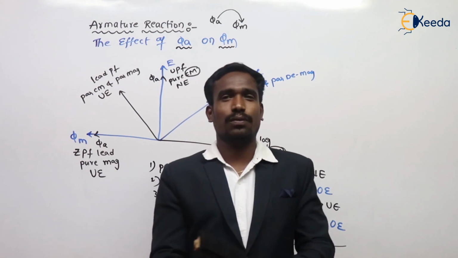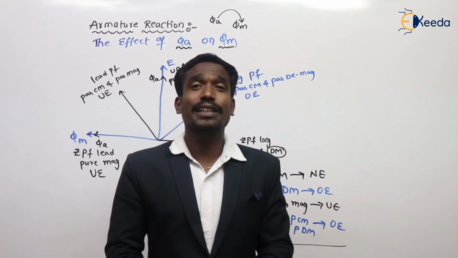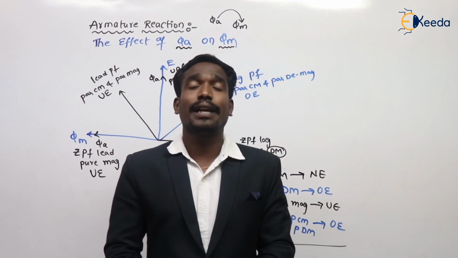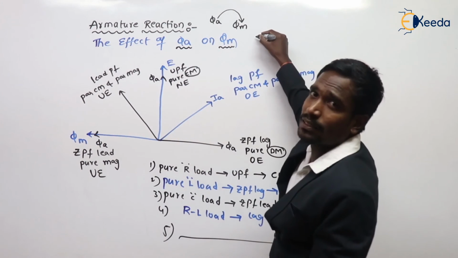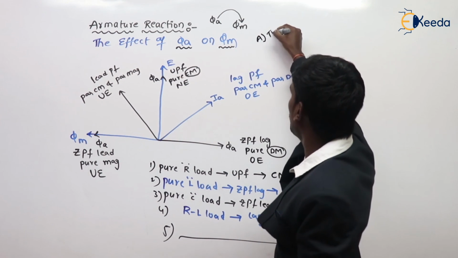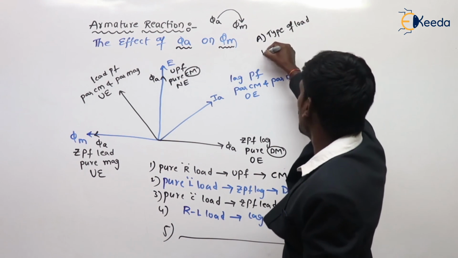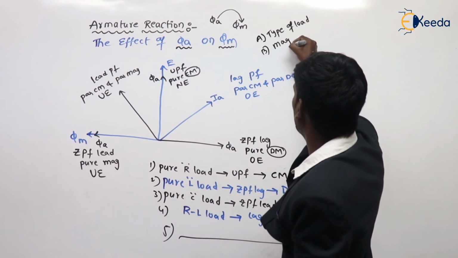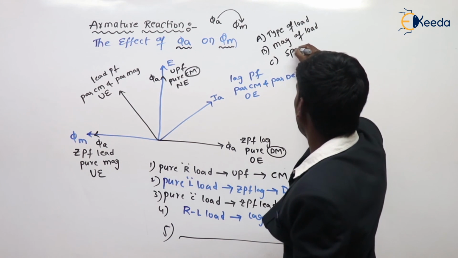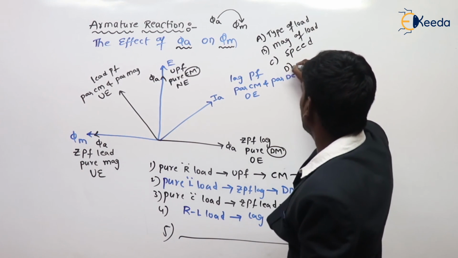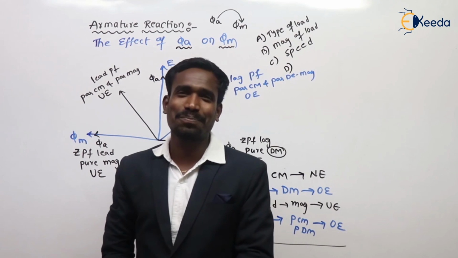I will ask you one question. Now tell me, in synchronous machine, armature reaction depends on. Option A, type of load. Option B, magnitude of load. Option C, speed. And option D, I won't give you option D. Now tell me what is the correct answer.